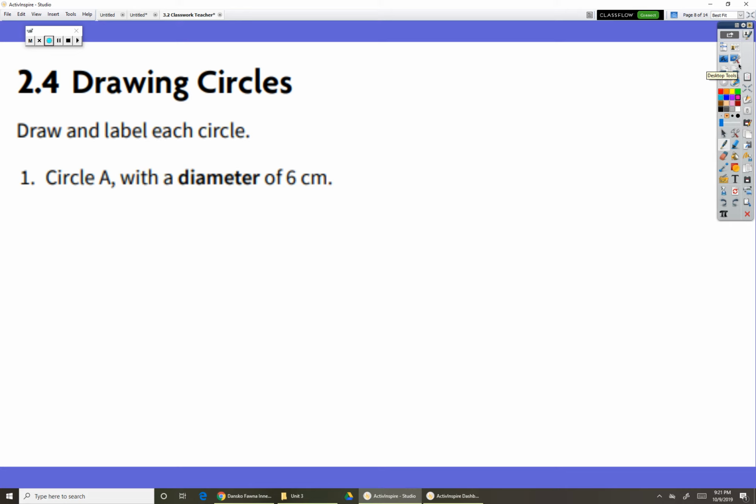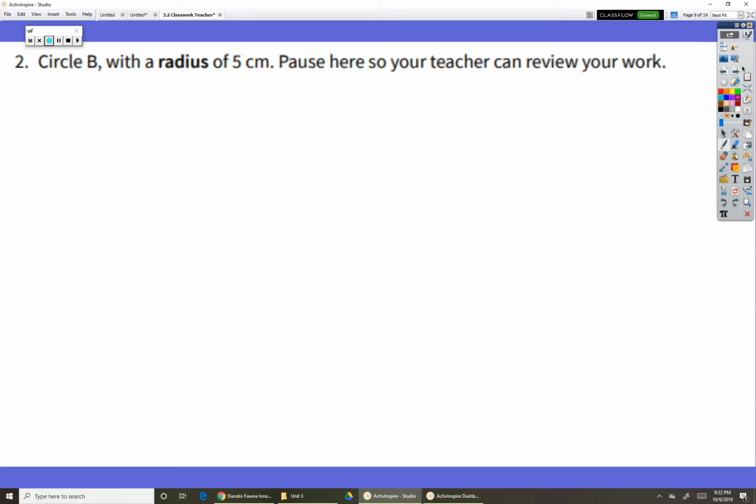For our next activity, I would like you to get a ruler, and you are going to try numbers 1 and 2. You're going to draw and label each circle. First you're going to draw circle A with a diameter of 6 centimeters. Use your ruler to draw your diameter and then draw the circle. And circle B is going to have a radius of 5 centimeters.